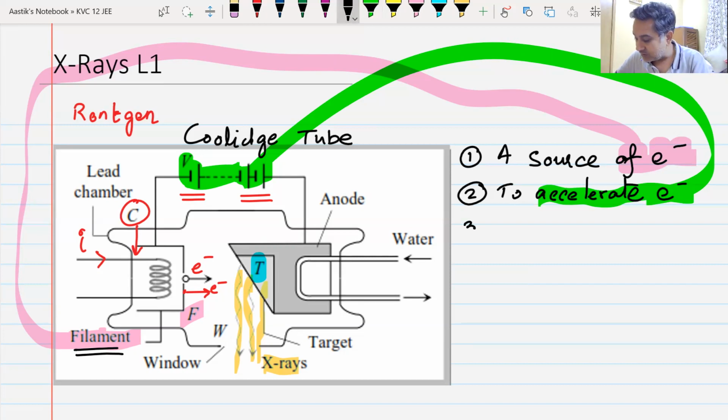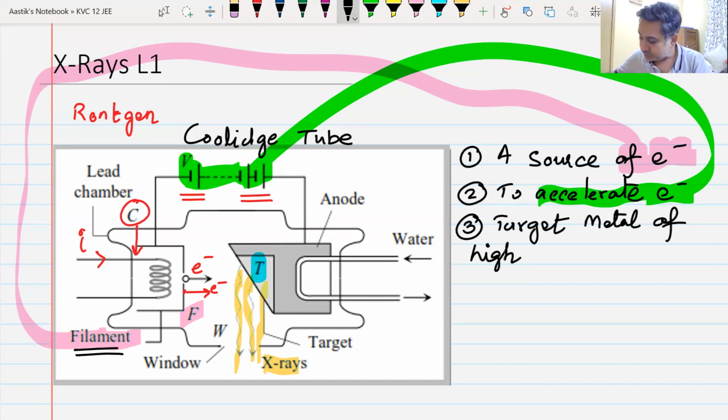And what is the third thing that we need to produce X-rays? It is known as the target metal. It is the target metal of high what? High atomic weight. These are the three things that we need to produce X-rays.